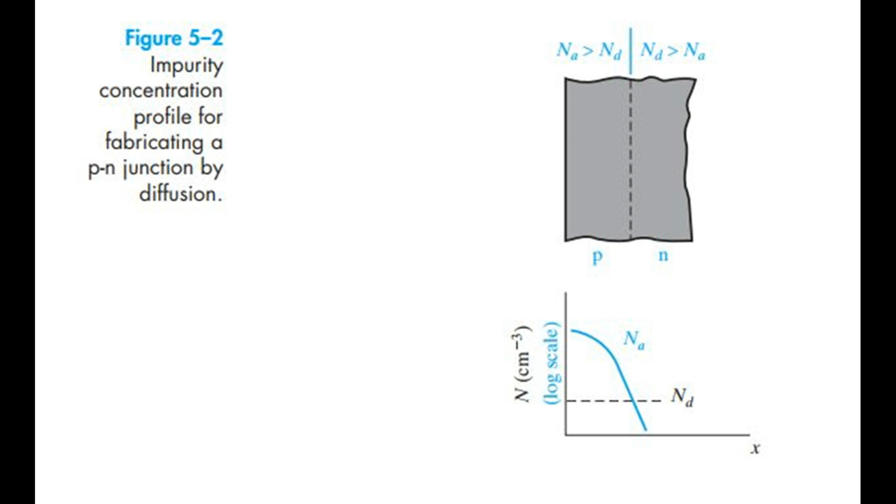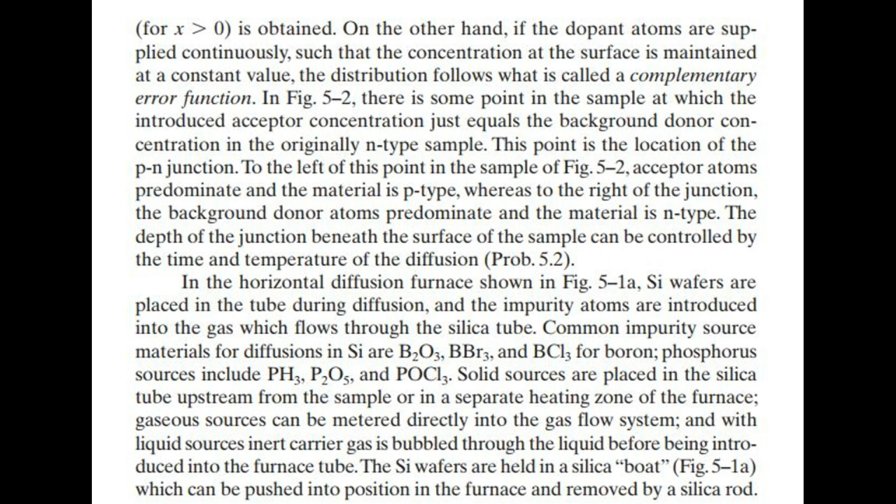In Fig 5.2, there is some point in the sample at which the introduced acceptor concentration just equals the background donor concentration in the originally n-type sample. This point is the location of the p-n junction. To the left of this point in the sample of Fig 5.2, acceptor atoms predominate and the material is p-type, whereas to the right of the junction, the background donor atoms predominate and the material is n-type. The depth of the junction beneath the surface of the sample can be controlled by the time and temperature of the diffusion, Prob 5.2.